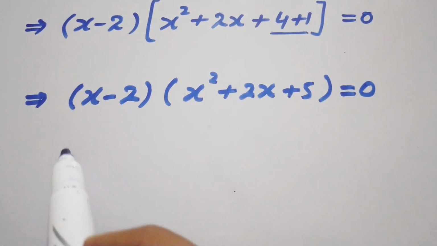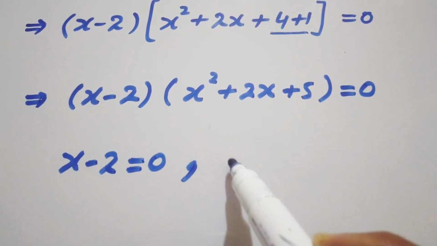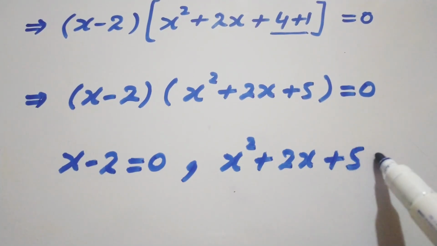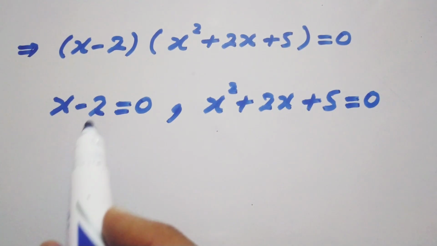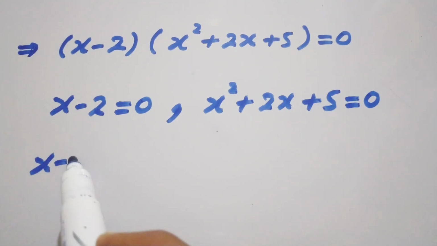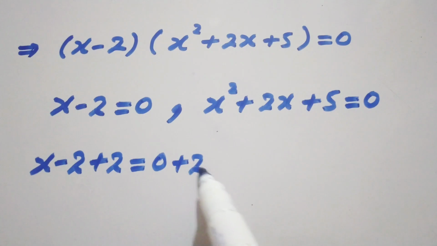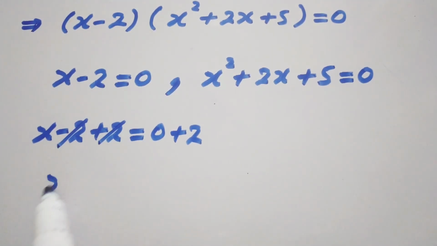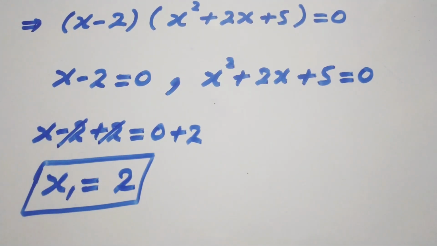Now by using the zero product rule, we get x minus 2 is equal to 0 and x squared plus 2x plus 5 is equal to 0. From x minus 2, adding 2 on both sides, 0 plus 2. So this negative 2 and plus 2 cancel each other. Here x is equal to 2. So this is the first solution of x.